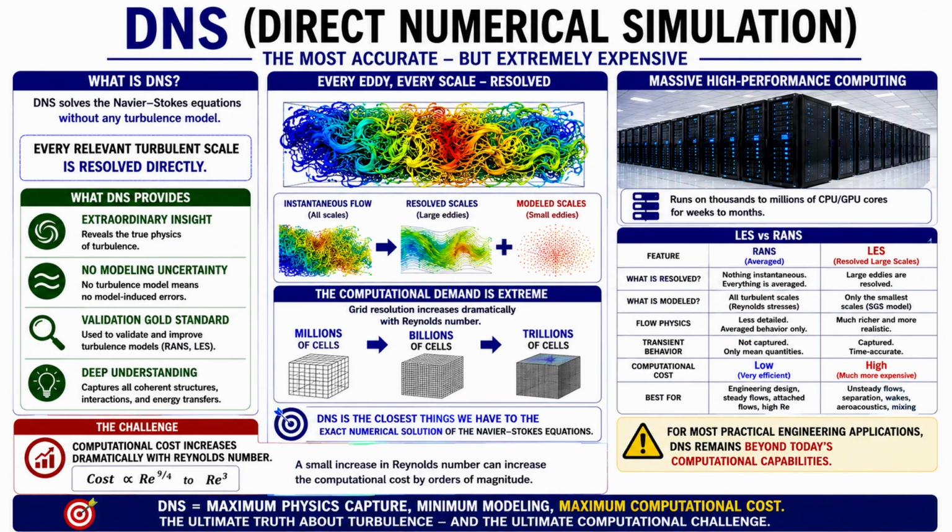Direct numerical simulation represents the closest thing we have to the exact numerical solution of the Navier-Stokes equations. No turbulence model. Every relevant turbulence scale is resolved. DNS provides extraordinary insight into turbulence physics, but its computational cost increases dramatically with Reynolds number. For most practical engineering applications, DNS remains beyond today's computational capabilities.